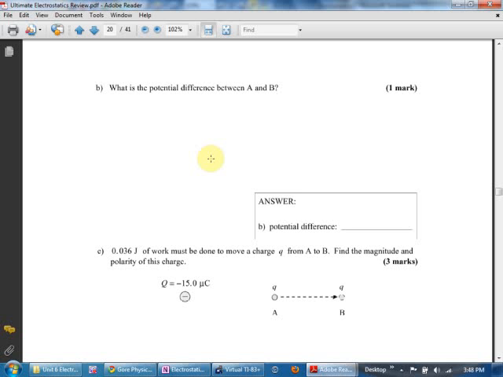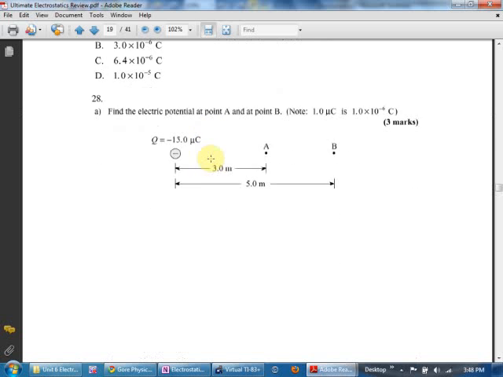But boy, apparently I can't say the word difference. So here, the potential difference, and I would go bigger minus smaller.